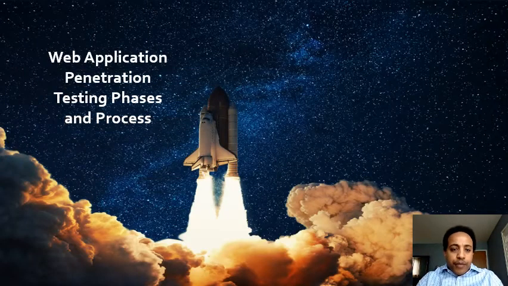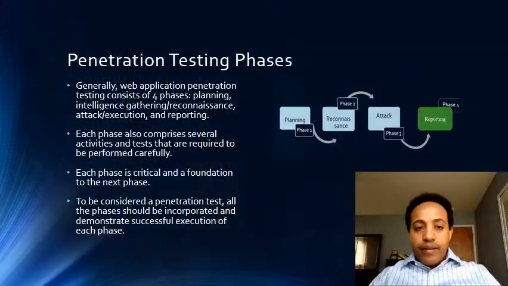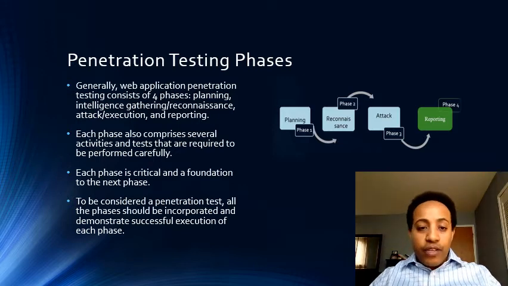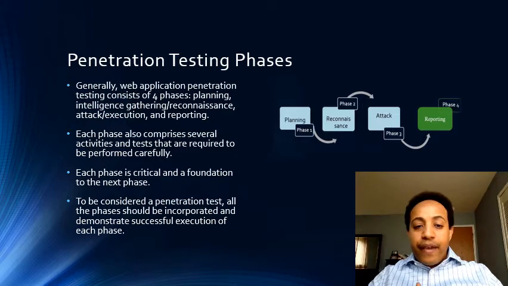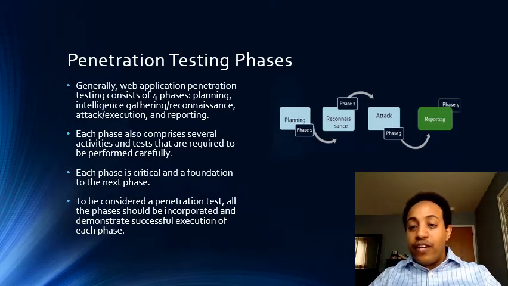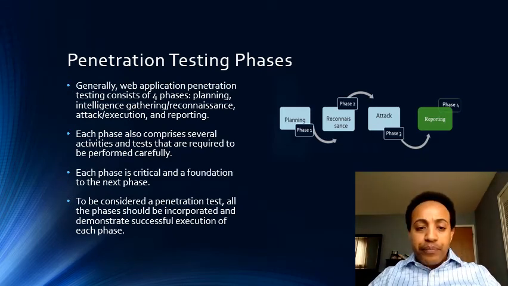What do web application penetration testing phases and processes look like? Penetration testing has four phases, which are planning, intelligence gathering, attack, and reporting. Each phase also comprises several activities and tests that are required to be performed carefully. Each phase sets a foundation for the next phase. That's why it's very important to make sure that each phase is executed properly.